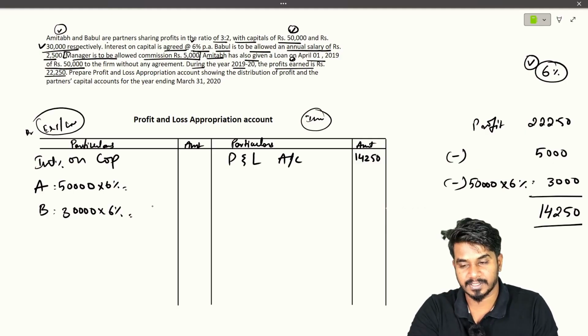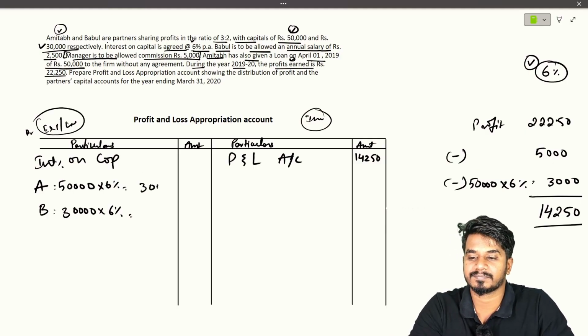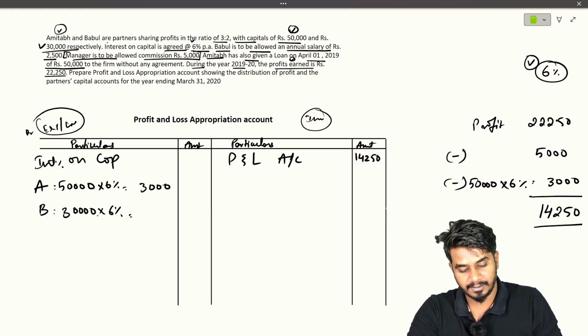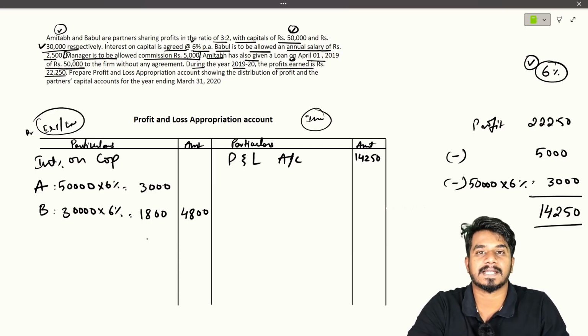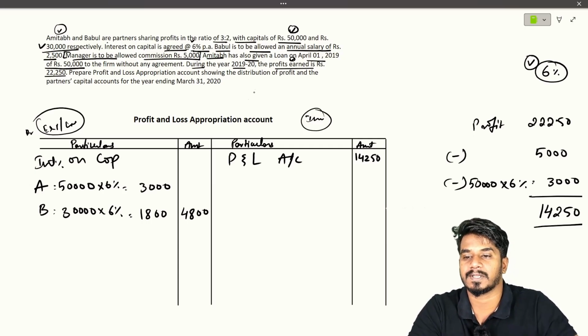50,000 into 6% is 3,000 rupees, and 30,000 into 6% is 1,800 rupees. Total interest will be 4,800 rupees. Is that clear? Yes, obviously.